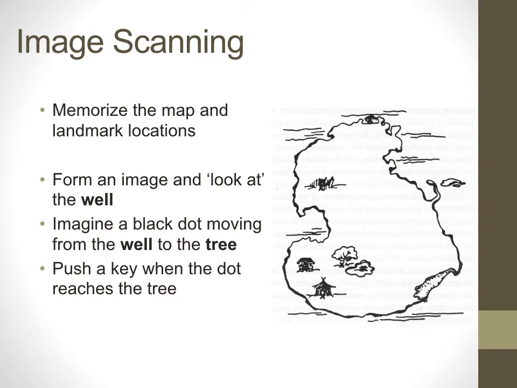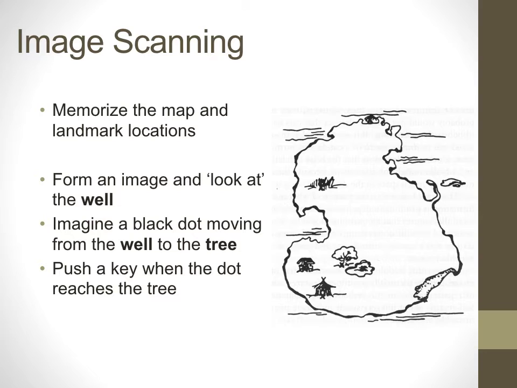In another experiment, participants were asked to memorize a fictional map, which you see in this picture. They were asked to memorize the map and the landmarks on it, like the straw hut and the tree and the well and so on. Experimenters made sure participants had the map memorized and asked them to draw a replica of it from memory. And once they could do this, the experiment began.